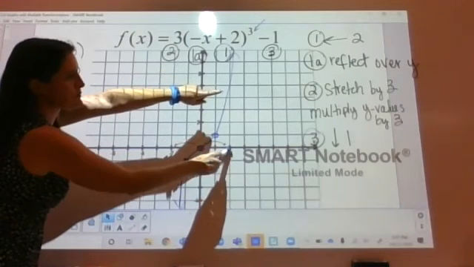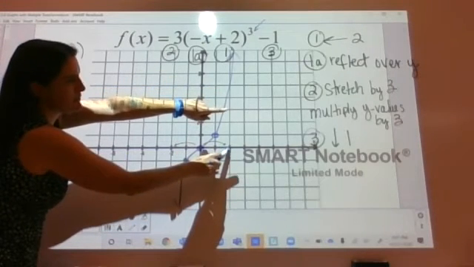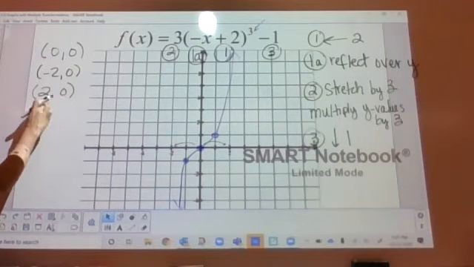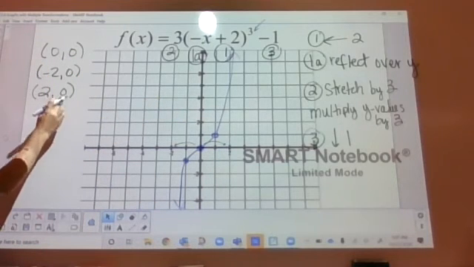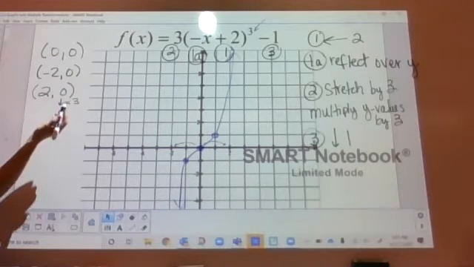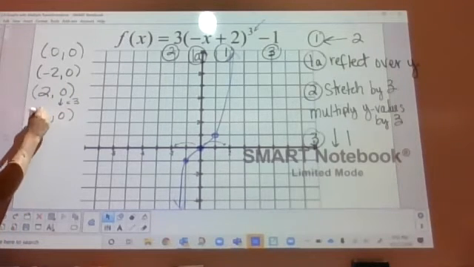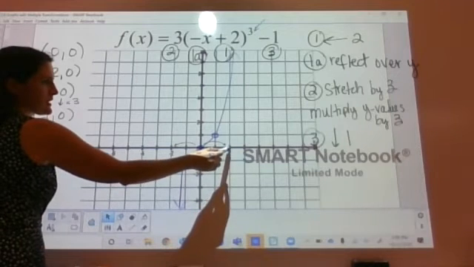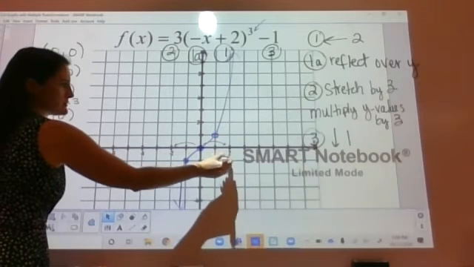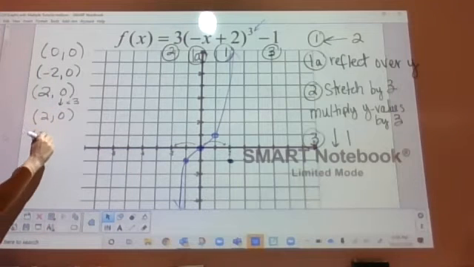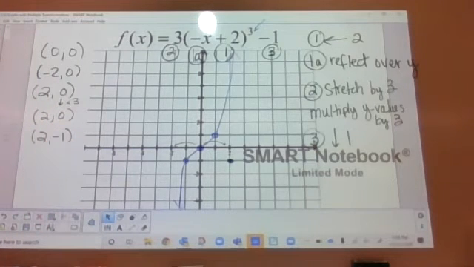Then I need to do stretch by 3, and I said that means multiply your Y values by 3. So you take this point, you multiply the y value by 3, okay, but it's just still 0. So we're just going to stay here. And then go down 1. So that changes your y value and lands you here, right? To -1.